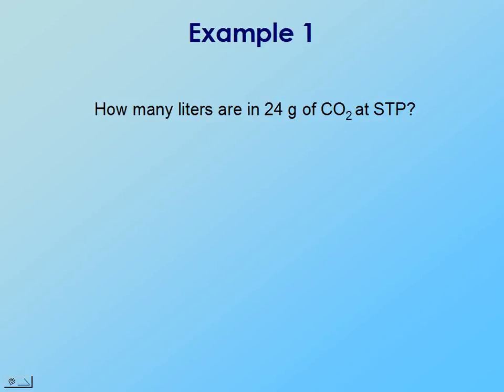So the first example we're going to look at is just a mole conversion. We know this is a mole conversion because it only involves CO2. I want to know how many liters are in 24 grams of carbon dioxide at STP. So I start with what I'm given, the 24 grams of CO2. I want to get rid of the grams, so they go in the denominator. And I want to find liters, so they go in the numerator.